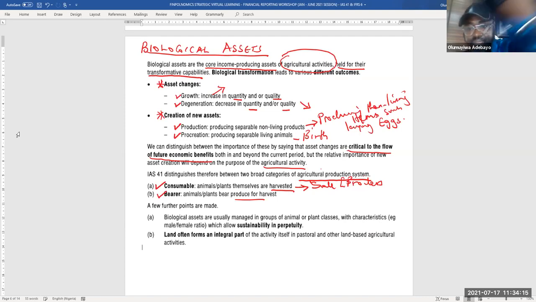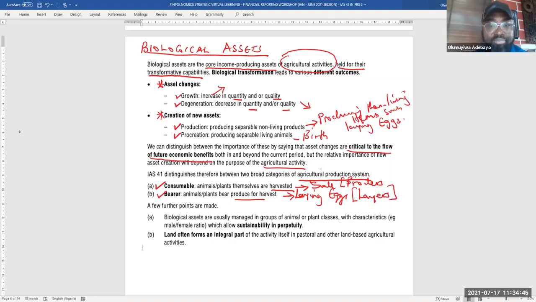But if it is layers, layers more or less are bearer in nature, which are for laying eggs. We call them layers. And those ones will be seen as bearer, which means animals or plants that bear produce for harvest. That means the produce they bear for harvest is laying of eggs. But broilers are consumable because they are produced solely for the purpose of selling or consumption or for production into further usage.